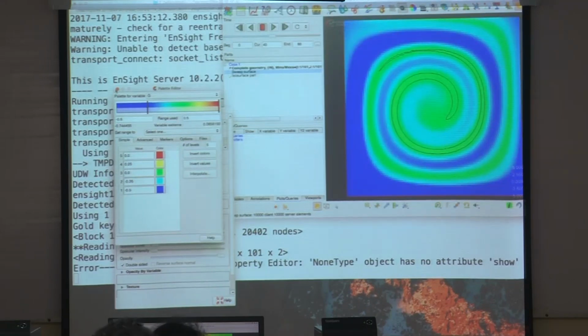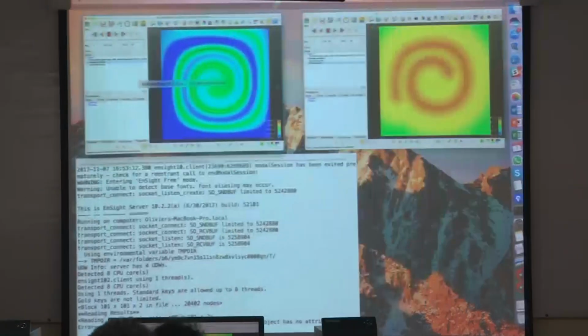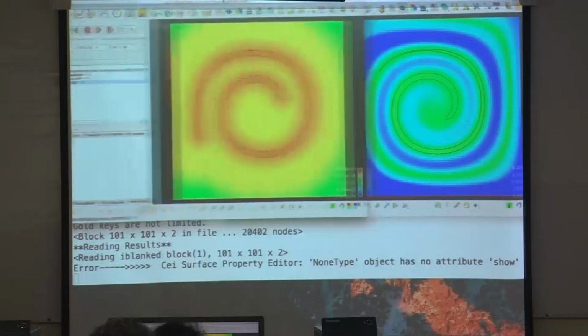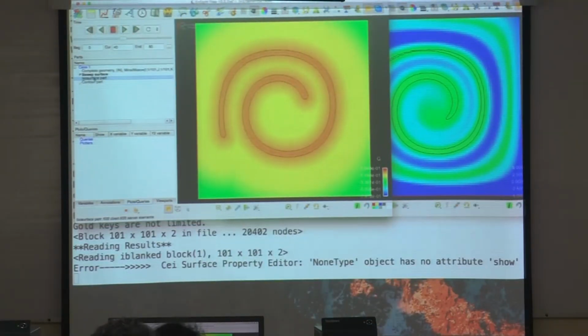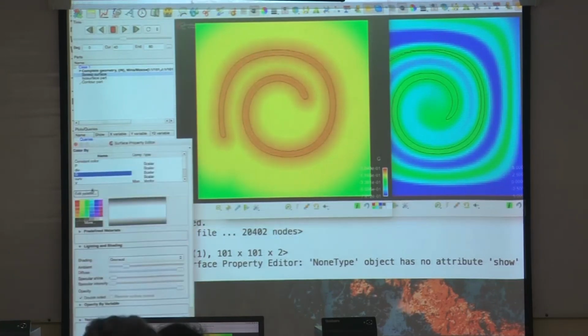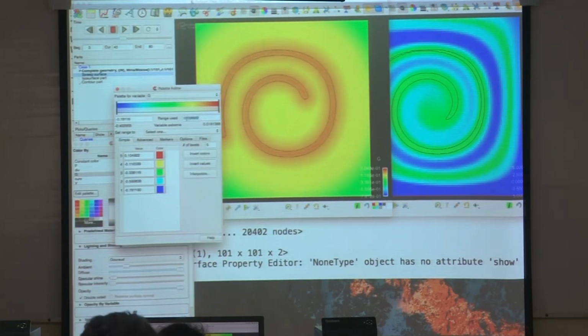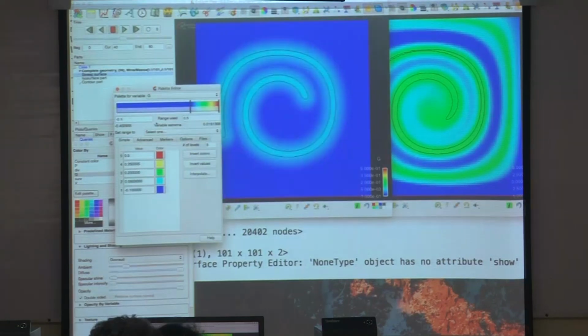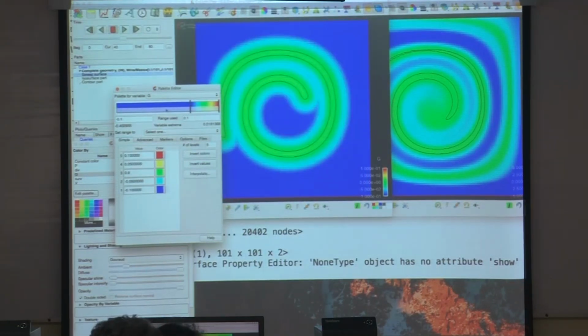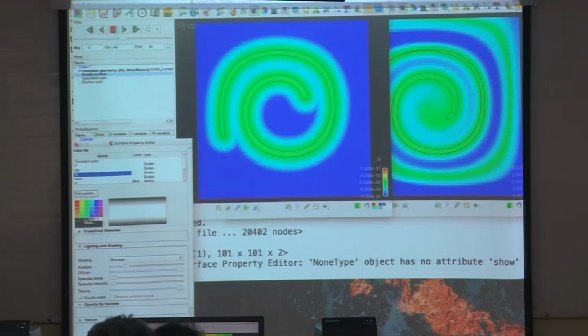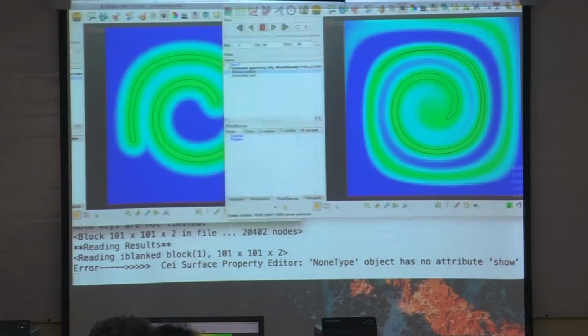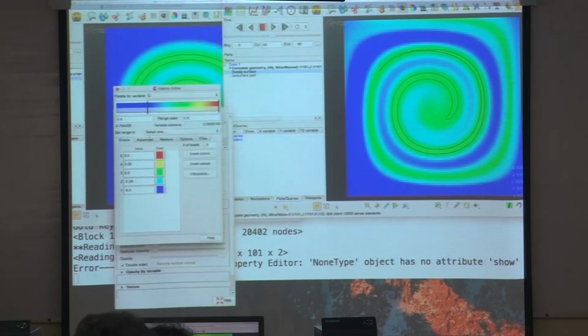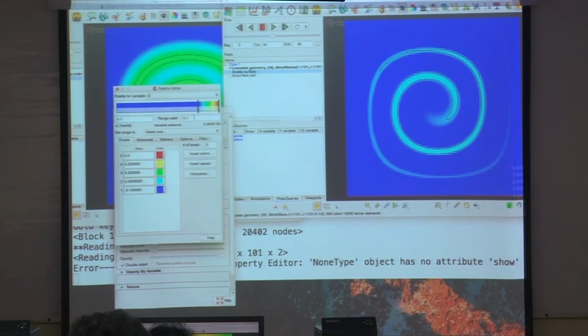All right. So this is our old results, and for our new results, we're going to do the same thing as far as the palette. We're going to go from minus 0.5 to 0.5. Well, maybe we should go to minus 0.1 to 0.1. Okay. Let's be consistent. Minus 0.1 to 0.1. There we go.